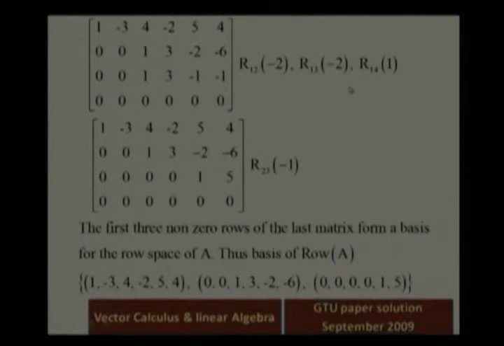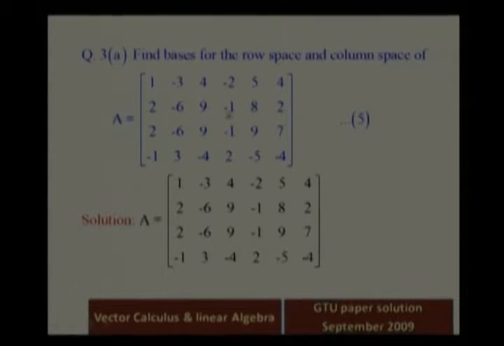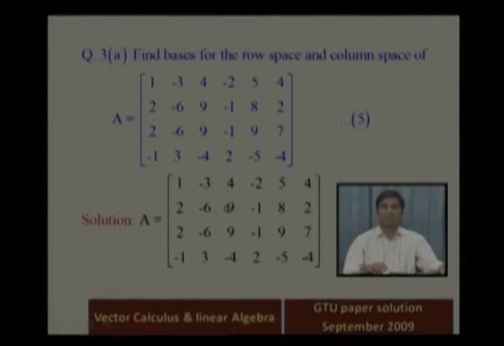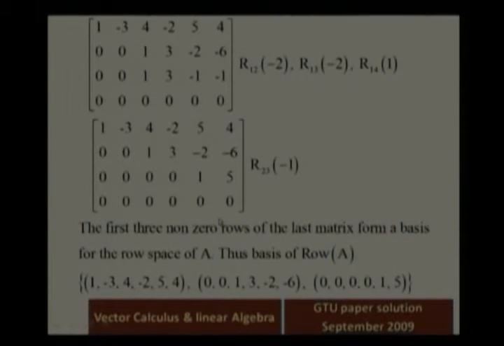Next we have to multiply the first row with 1 and add it to the fourth row. So just add these two rows: 1 minus 1 is 0, minus 3 plus 3 is also 0, 4 minus 4 is 0, minus 2 plus 2 is 0, 5 minus 5, and 4 minus 4. So the last row becomes a 0 row, right? The last row becomes a 0 row.